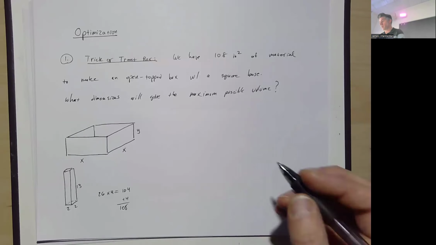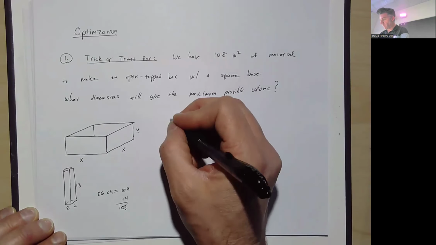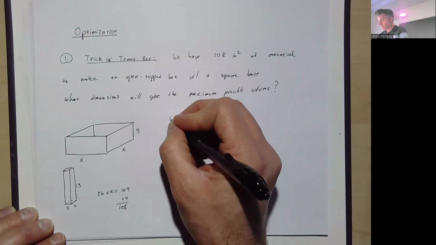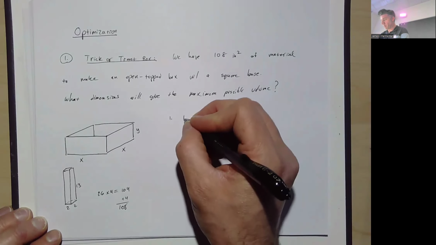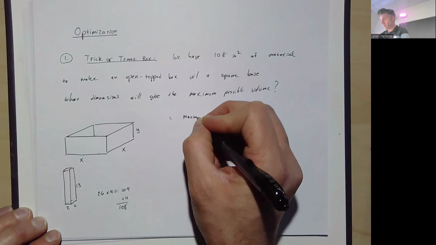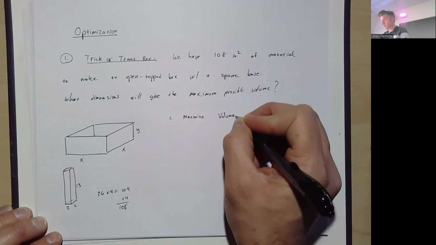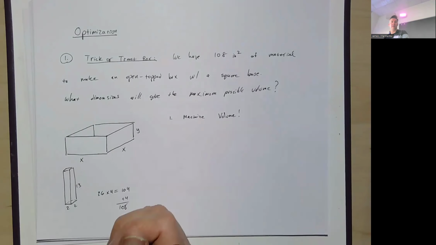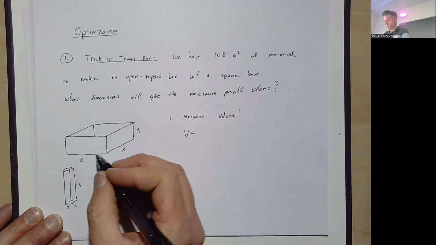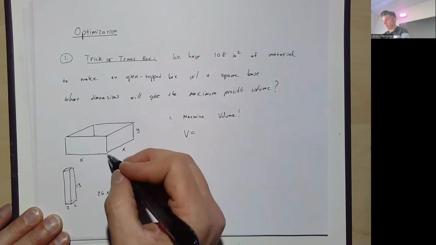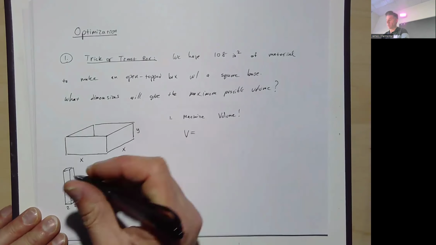So here's the deal. We want to set up 2 equations. First, the thing we want to maximize. So we want to maximize volume. So the way I've drawn this box, what's the equation for the volume? Well, the volume is going to equal length times depth times height. x times x times y.